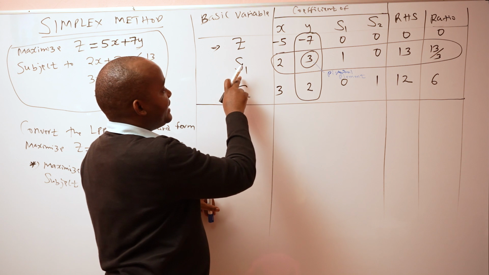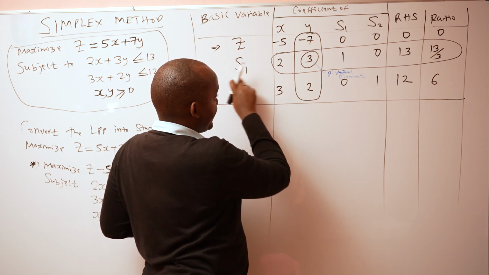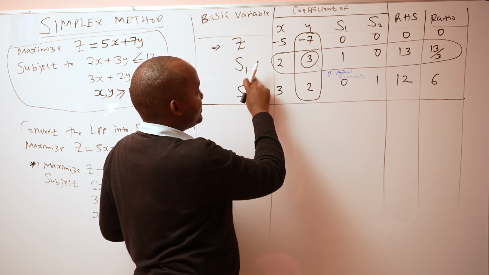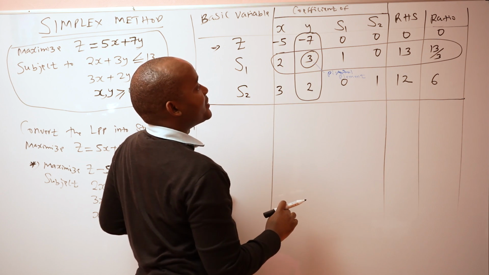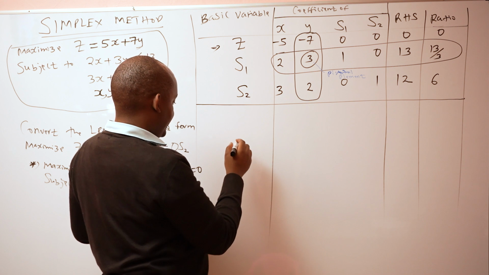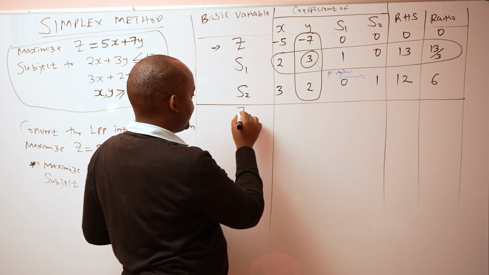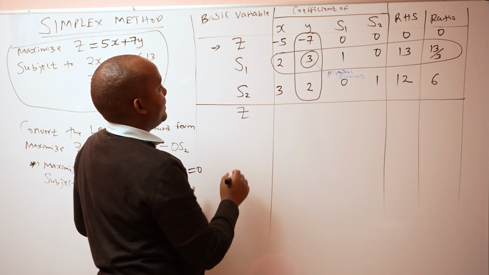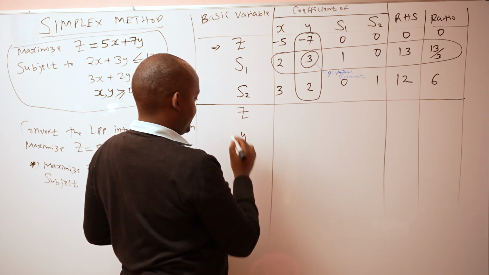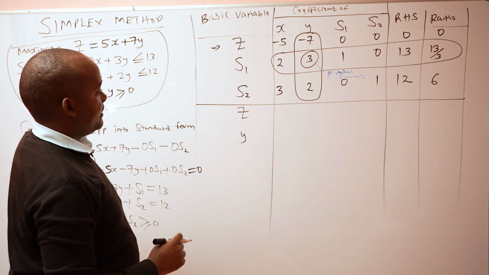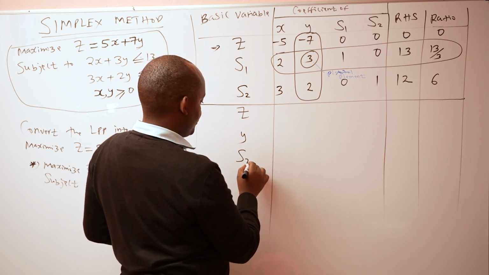So the implication here is that S1 is the leaving variable, it's the one that is going to leave the product mix, and Y is joining the product mix. So in the construction of the next simplex table, you shall have these variables, that is Z. Of course, S1 is leaving and Y is entering. You have Y. Then the next one is S2.